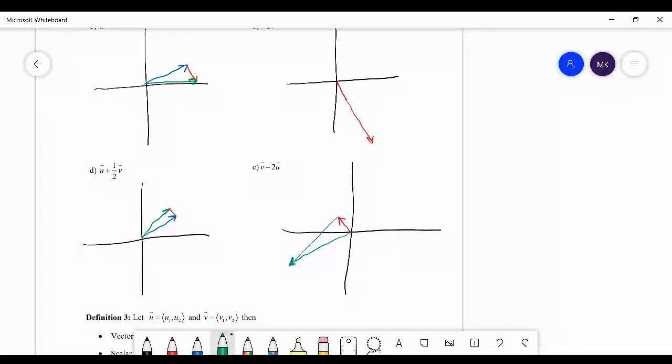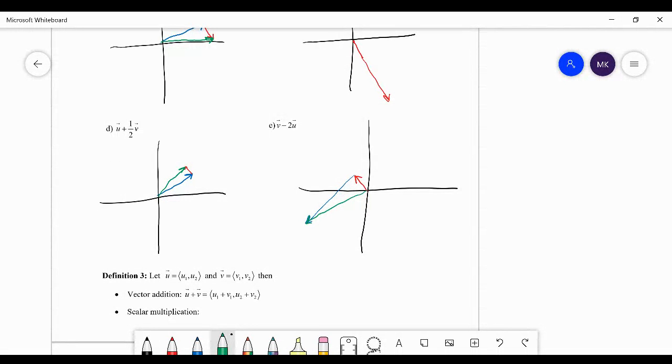Okay. Notice all of these are sketches. None of these are exact, precise drawings to scale or anything like that. We're just getting a rough idea of what these do. And so in all of these, the green is our resulting vector. The green is the end result of the mathematical operations that we performed on these vectors. So we have vector addition.